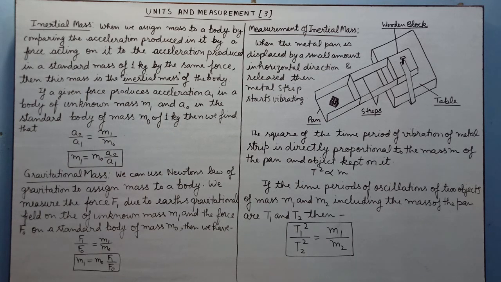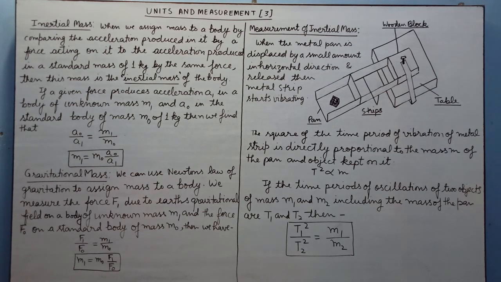Next we discuss gravitational mass. We can use Newton's law of gravitation to assign mass to a body. We measure the force F1 due to Earth's gravitational field on a body of unknown mass m1 and the force F0 on a standard body of mass m0. Then we have F1 upon F0 is equal to m1 upon m0. From here we can write m1 is equal to m0 F1 upon F0.